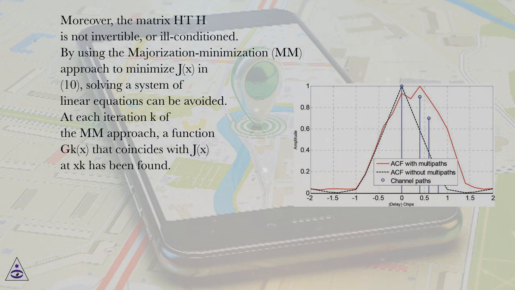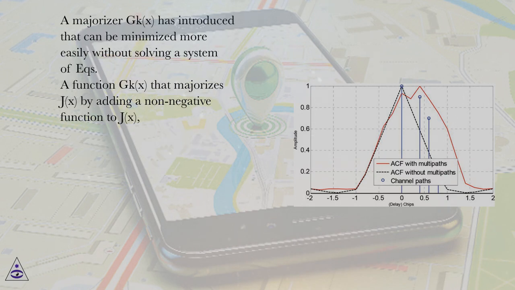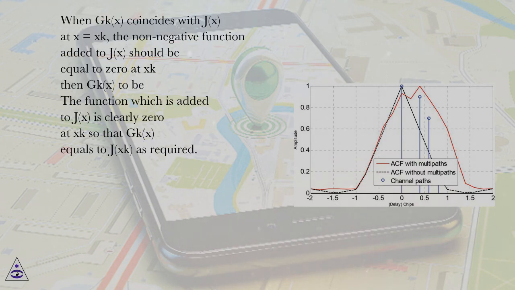At each iteration k of the approach, a function g_k(x) that coincides with J(x) at x_k has to be found. A majorizer g_k(x) has been introduced that can be minimized more easily without solving a system of equations. A function g_k(x) that majorizes J(x) is obtained by adding a non-negative function to J(x). When g_k(x) coincides with J(x) at x equals x_k, the non-negative function added to J(x) should be equal to 0 at x_k, so g_k(x) is taken to be... The function which is added to J(x) is clearly 0 at x_k, so that g_k(x_k) equals J(x_k), as required.